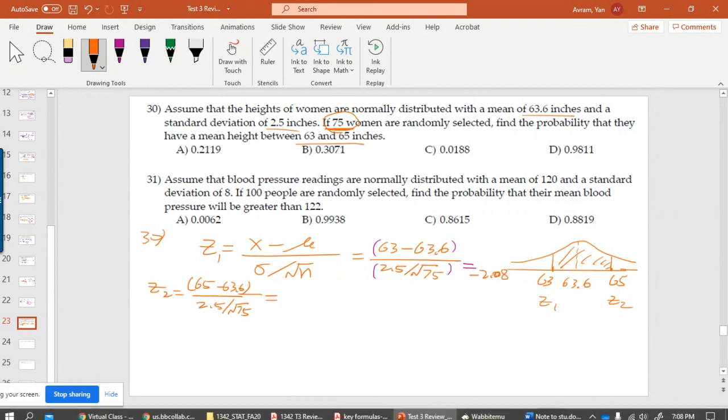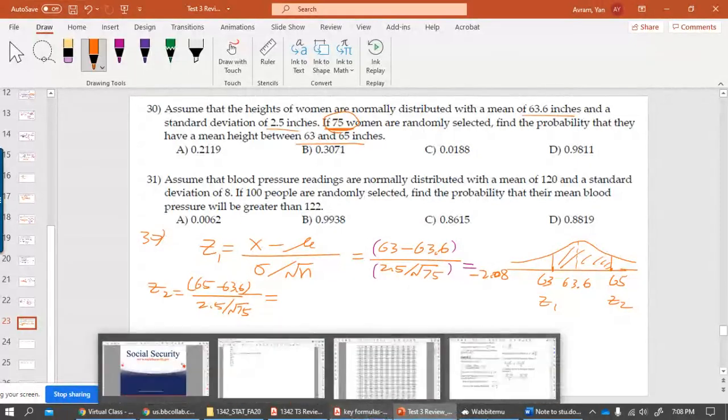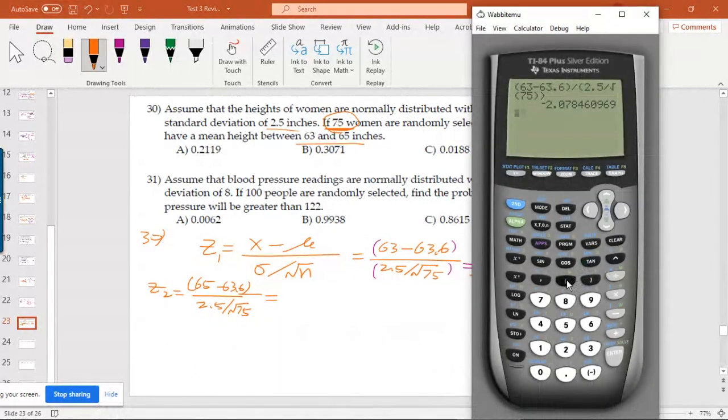Okay, and then the similar one, you do the second calculation. Remember, this is my calculator, it automatically adds a parenthesis, so I have to close them. All right, so this is 4.85. You round to 2 decimal points.